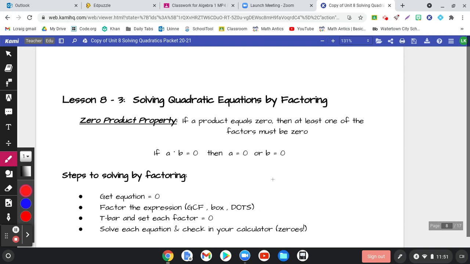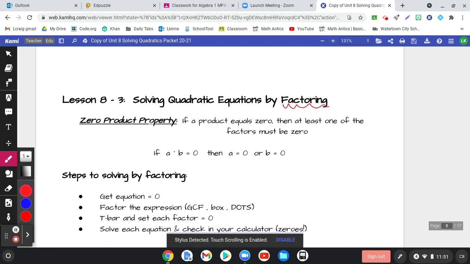Hey everybody, today we're going to talk about another way to solve quadratic equations by factoring. This again works for some, but using the quadratic formula works for everyone, so I'm not going to spend a lot of time on the factoring method. But I just wanted to show you this method.